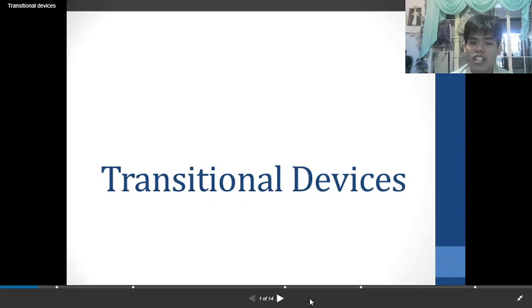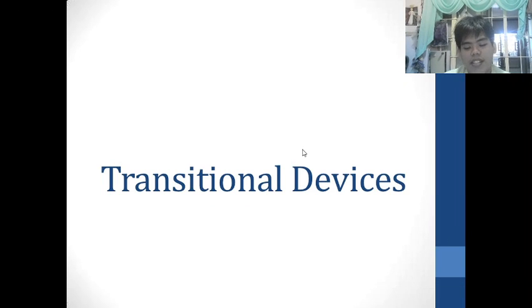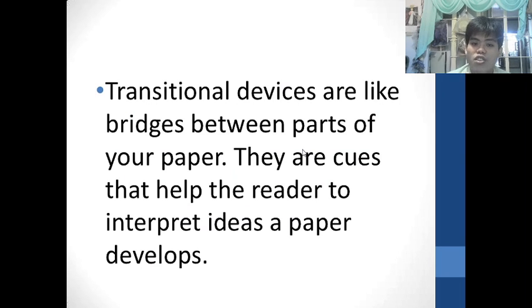In English, there are many things to consider in writing in a grammatically correct way. One of those ways is using transitional devices. So what are transitional devices? Transitional devices are like bridges between parts of your paper. They are cues that help the reader to interpret the ideas a paper develops.